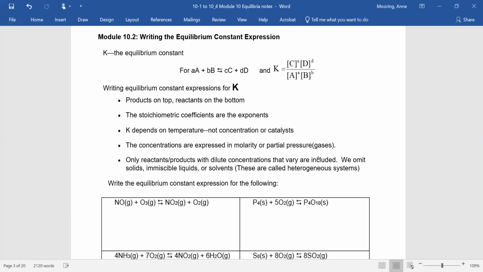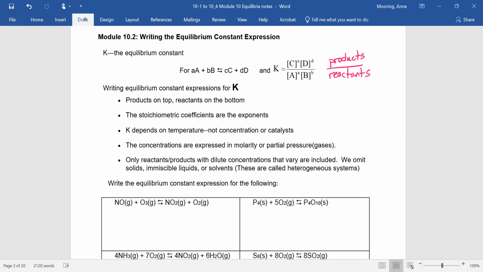to their coefficients. I find it very useful to think of this as products over reactants, because one of the things we're going to be looking at is what does the value of K tell us about how likely a reaction is to go in the forward direction primarily. So what we're going to do is write equilibrium constant expressions for K, and then later we're going to be figuring out how do we put molarity values in for C, D, A, and B. So products on the top, reactants on the bottom. The stoichiometric coefficients are the exponents.